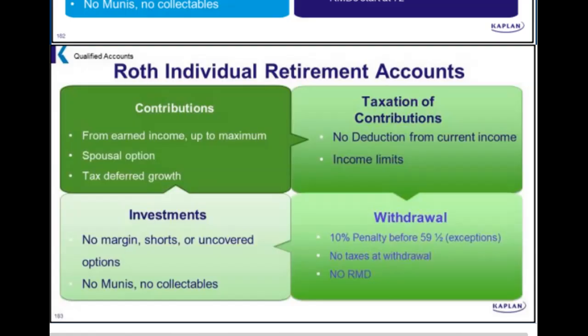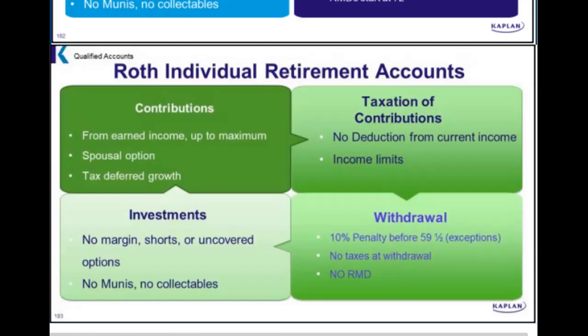Here we see a big difference between the two. When we begin to withdraw at age 59 and a half or greater, we would not pay taxes on any of the withdrawals. And since we're not required to pay any taxes, there would be no required minimum distribution at age 72. We do have the same investment rules: no margin sales, no short sales, no uncovered options.